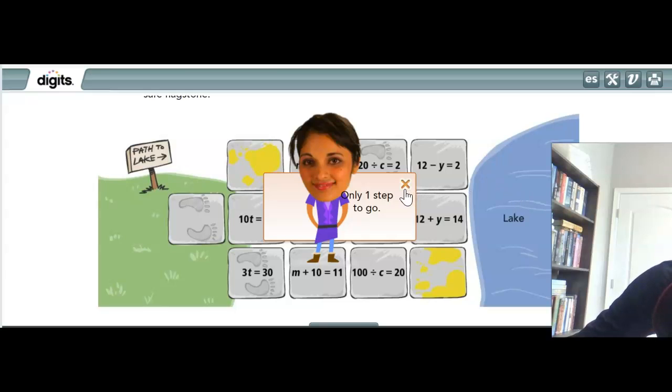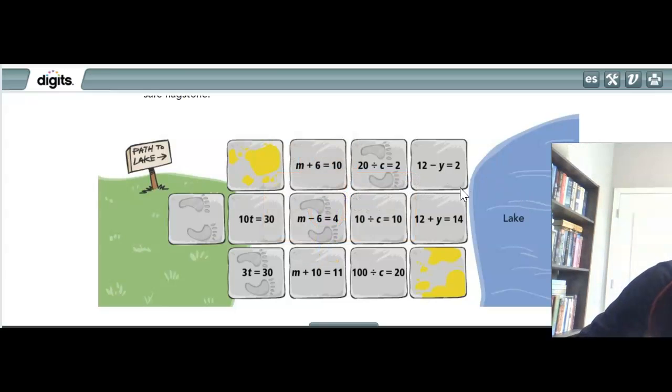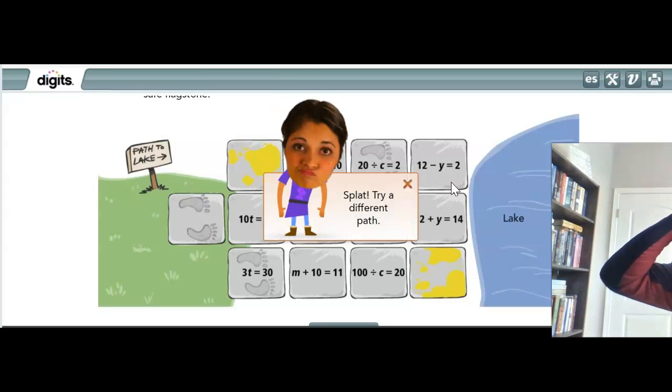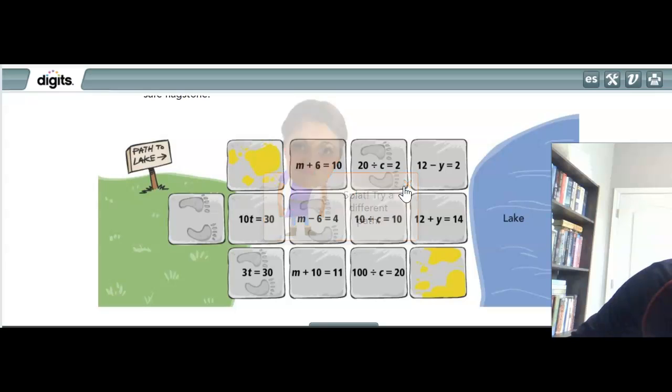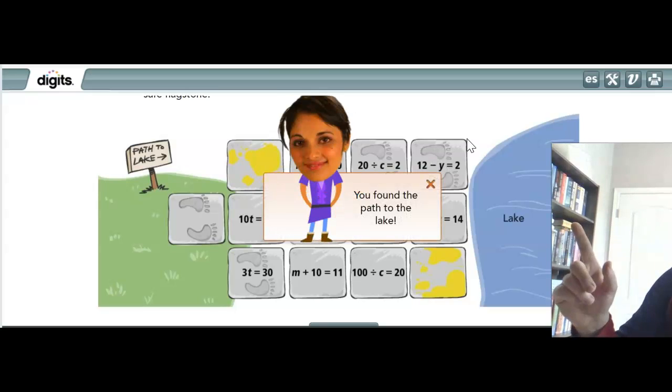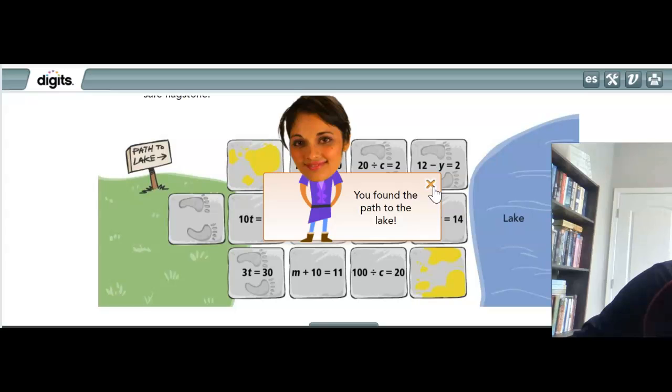One more step. And we have 12 minus 10 equals 2. Yep. Or 12 plus 10 equals 14. No. Oh, I put it on the wrong one. We're covered in paint. All right. 12 minus 10 equals 2. Yeah. We found the way to the lake.